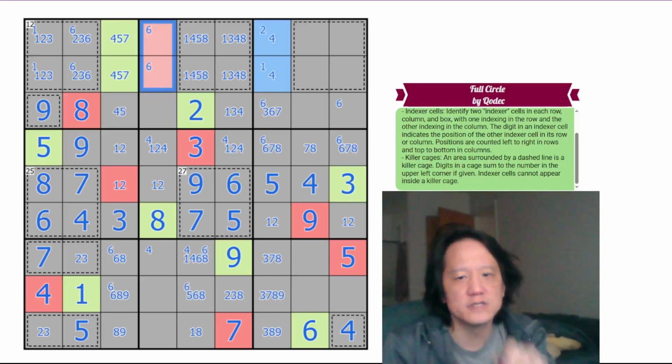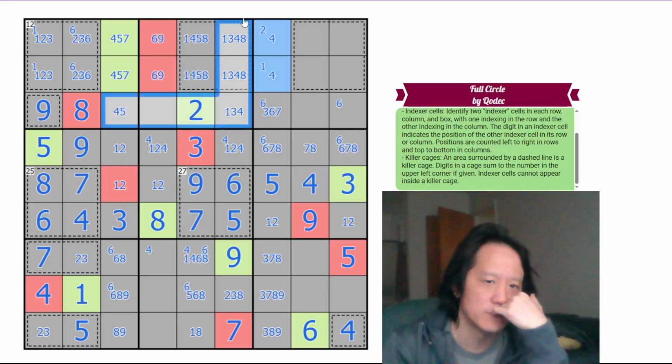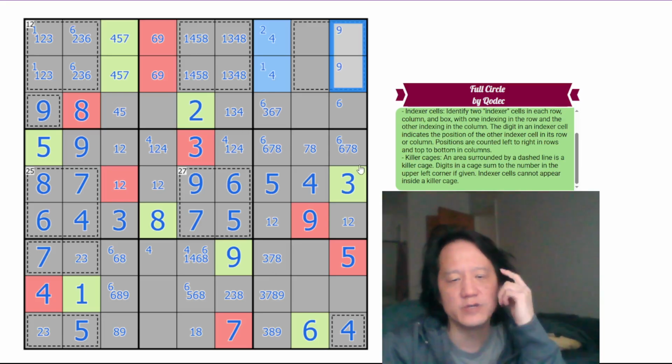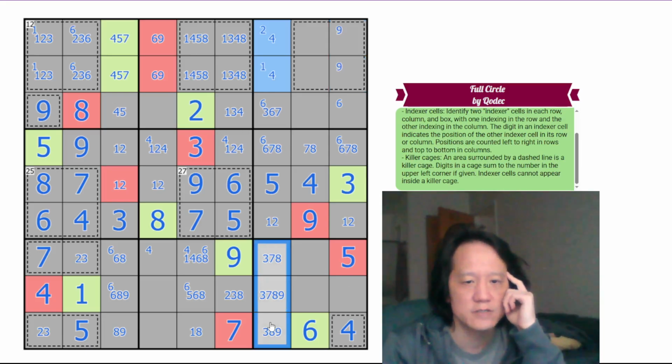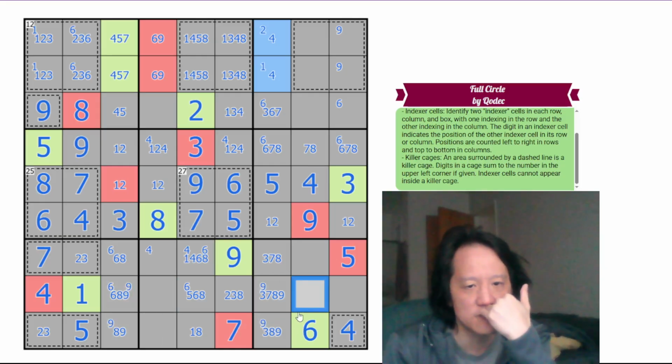This has to be a 6-9 pair because there's no other place for 9 in box 2. Where's the 9 in column 9? It has to be one of these two here. It has to be one of those two there.